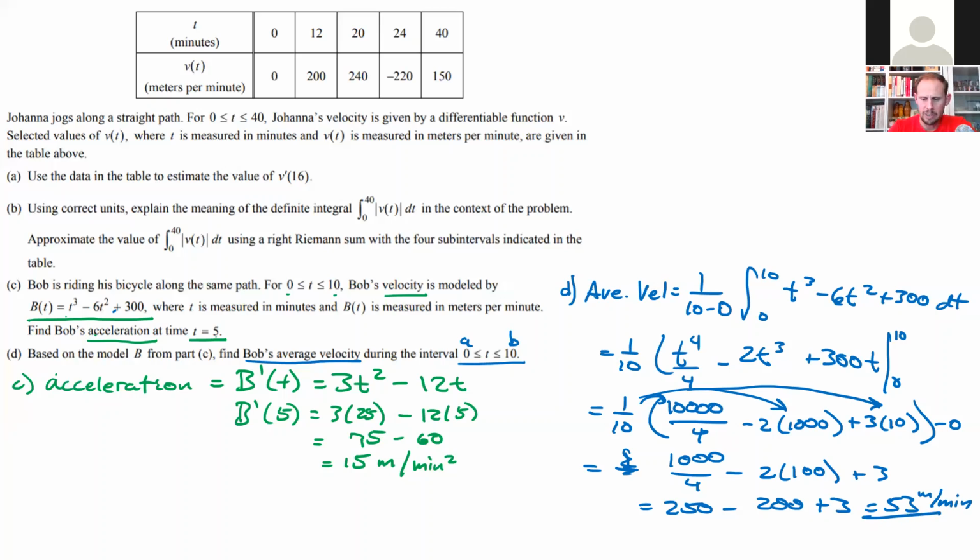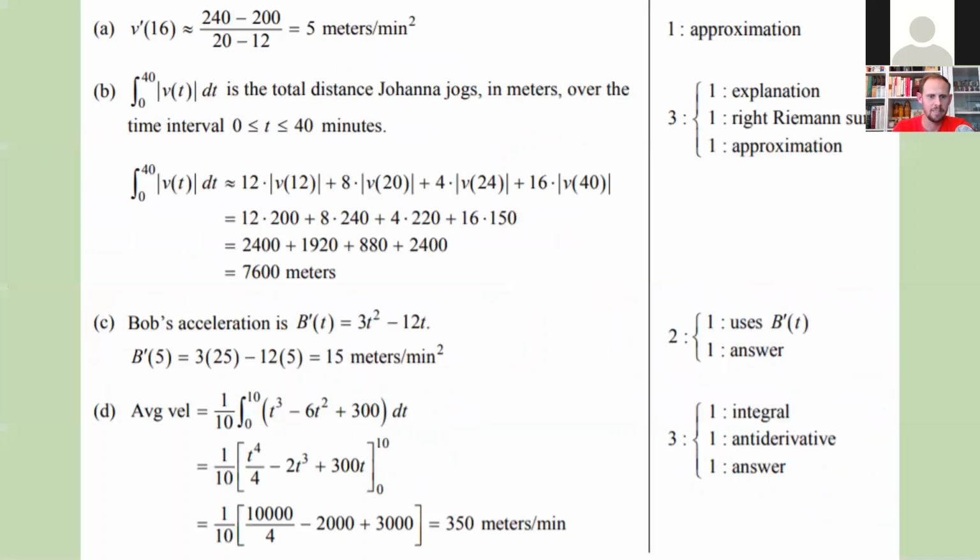All right, so hopefully we did the math right there. Let's see how we did. It's kind of blocked, I can't see that. All right, so we had the 5 meters per minute squared. That was great, and we got the approximation right, so we did use the right sign there. Explanation: it's the total distance she jogs in meters from 0 to 40 minutes. Yep, we had that explanation spot on.